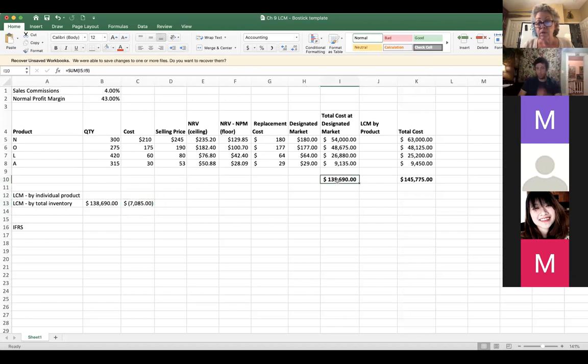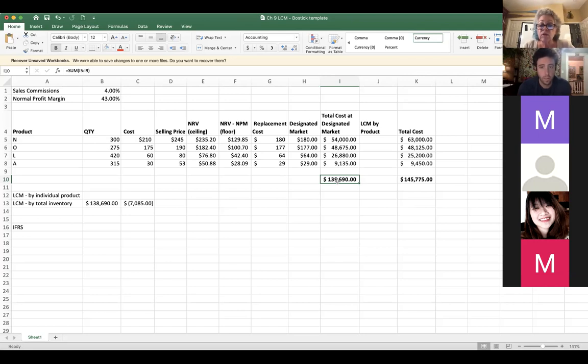So would it be safe to say that you would just do it like that every time, like do designated market first and then subtract that from the total cost? Yes, so do your market first and then subtract cost. And if you end up with a negative number, you know that you have to write down. If you end up with a positive number, then you don't have to do anything. You don't have to write down. Okay, so that's the reason that I did it in that order.